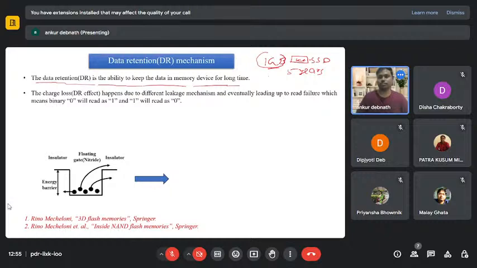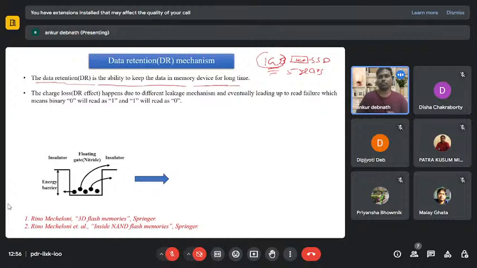If the DR is very poor, it means the reliability of the particular device is very poor, and then there is a high chance that you will not see that file after 5 years. So that's the DR actually. We have to take care of the data retention, so the data should be retained.